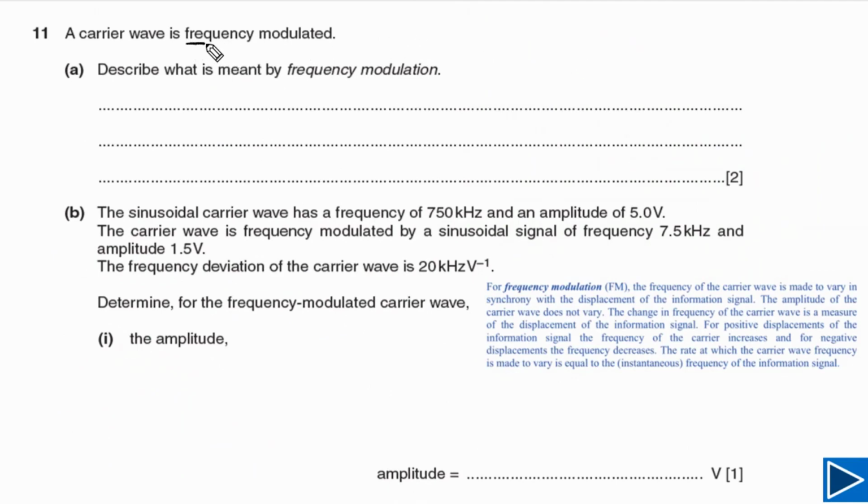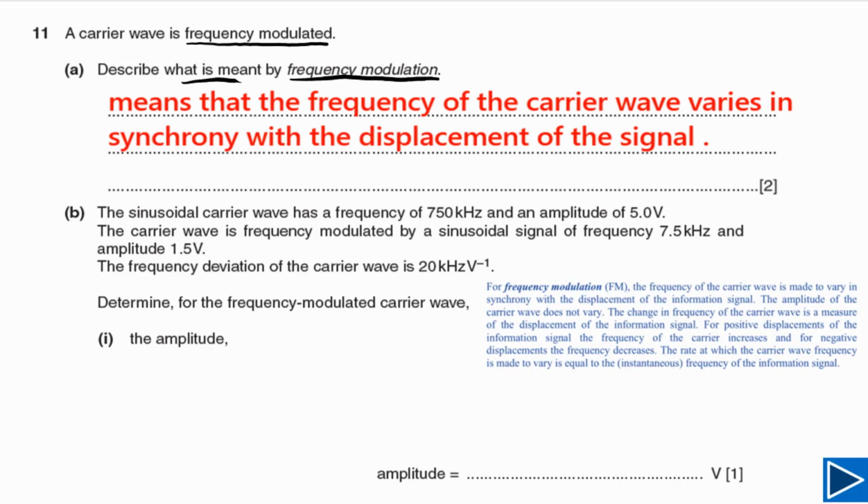Let's try to answer this question now. It is given to us that a carrier wave is frequency modulated, so we need to describe what is meant by frequency modulation. Frequency modulation simply means that the frequency of the carrier wave will change with displacement of the information signal. We have discussed a lot about this one. Let me show you how to write the answer so you can get 2 marks. This is how you can write your answer for this question. If you write this, you will get 2 marks.